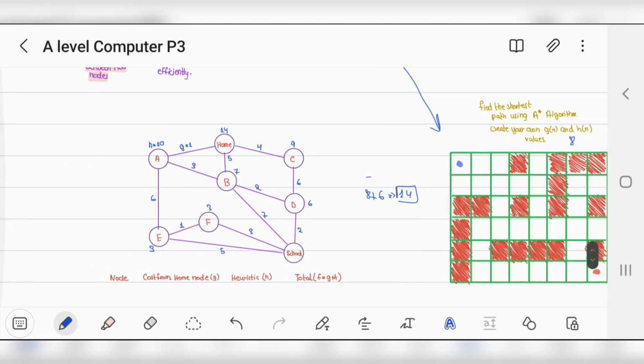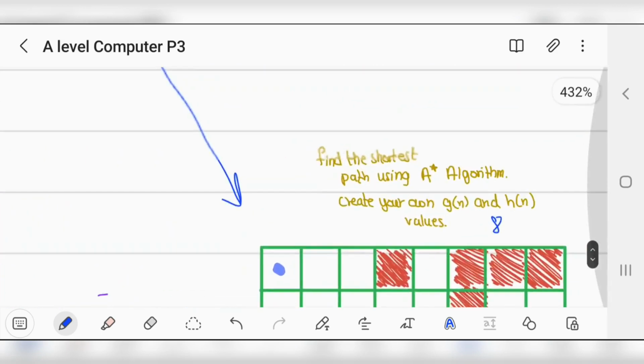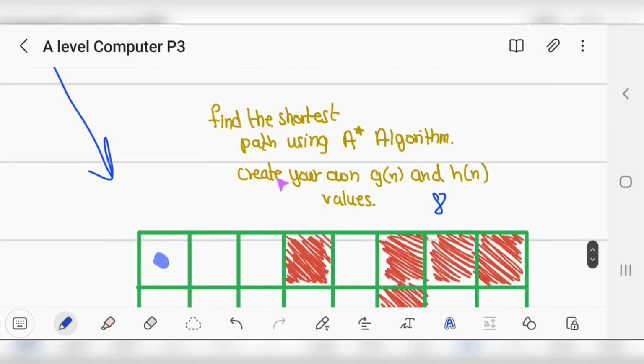But sometimes they also give you the values, like these are Hn, and these are Gn, the movement cost between nodes. Hn is the distance from this position to this position, like this. Starting from here. Now supposing, find the shortest path using Dijkstra algorithm. Create your own Gn and Hn.